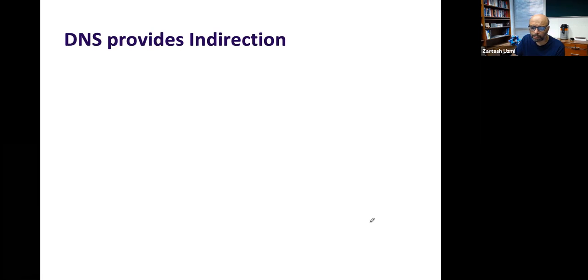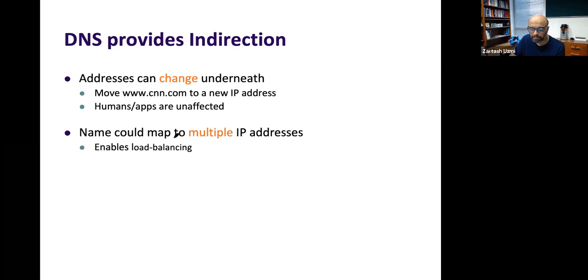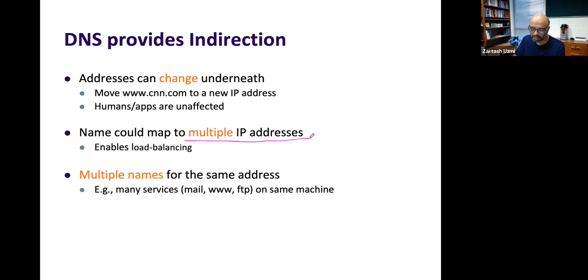So this is all about DNS. To wrap it up, DNS provides indirection. Addresses can change underneath. A name could map to multiple IP addresses. This is different from Anycast, as we explained. In the case of Anycast, a name will translate to one IP address, and that IP address will be given to multiple machines on the internet. Everyone will claim to have the same IP address. You can also have multiple names for the same addresses.